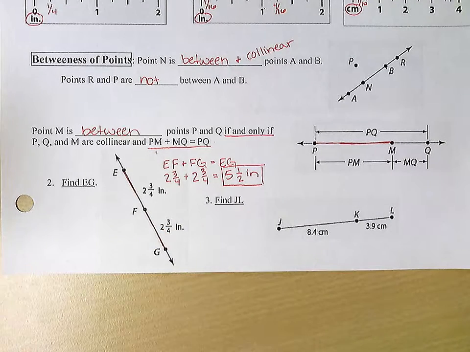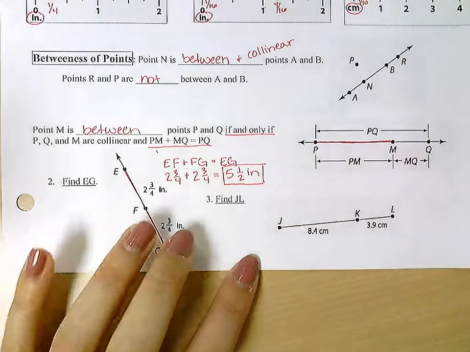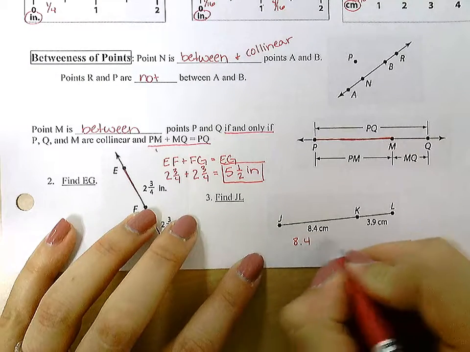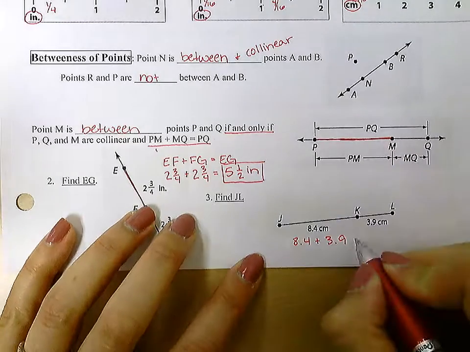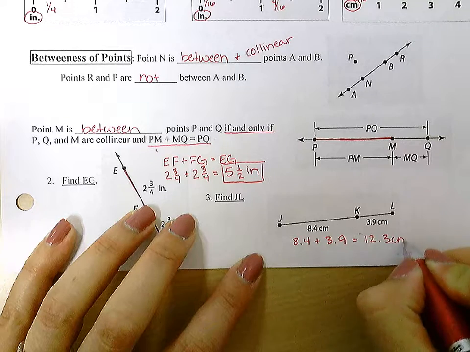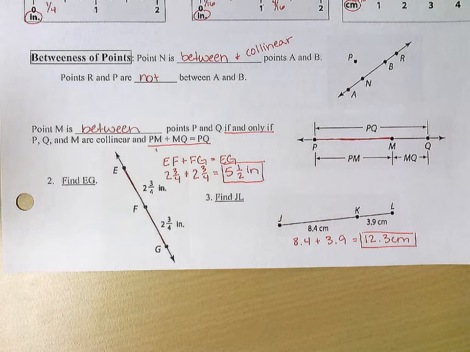All right, so again, we're just using this segment addition. So I have JK and KL. To get JL, I just need to add the 2 together. So 8.4 plus 3.9. Okay, that is 12.3 centimeters. Okay, so you should have gotten 12.3 centimeters for JL. Questions on that?